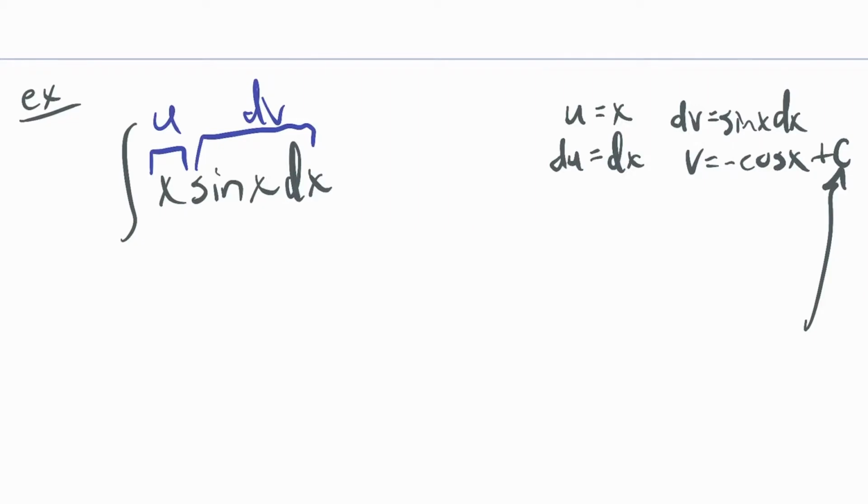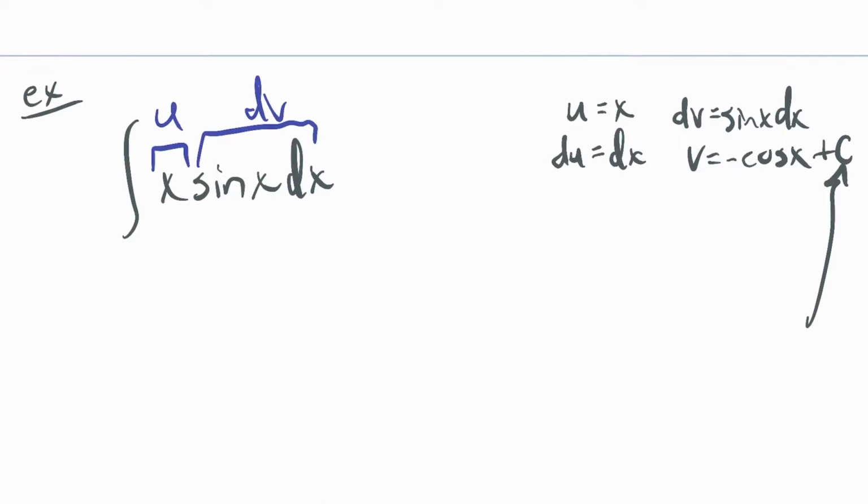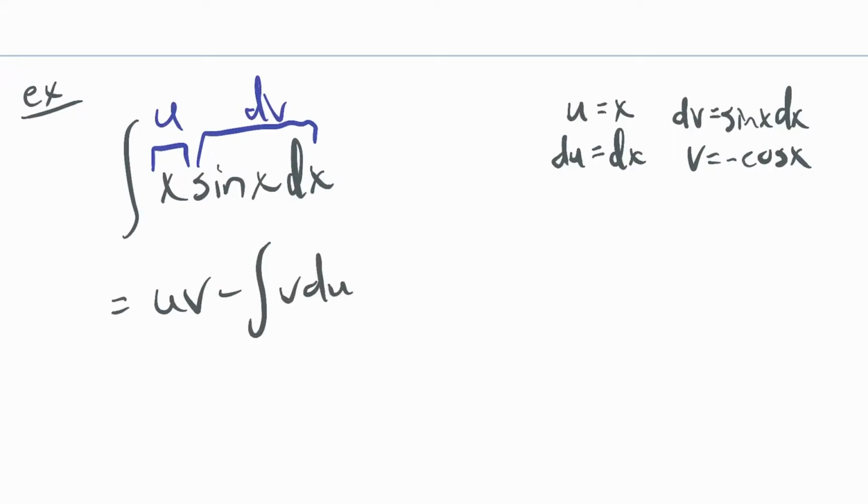But if you pick a number, you should check for yourself that you do get another viable antiderivative. I'll comment on that towards the end, but I'm not going to bother writing it out as we go along. Hopefully, I remember. So that's equal to, well, I'm going to write out uv minus the integral of v du. I'm going to write the formula every time so I don't forget it, right?